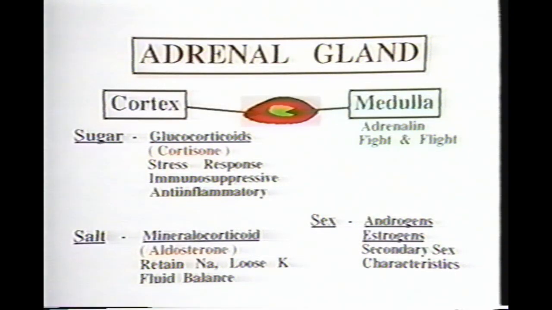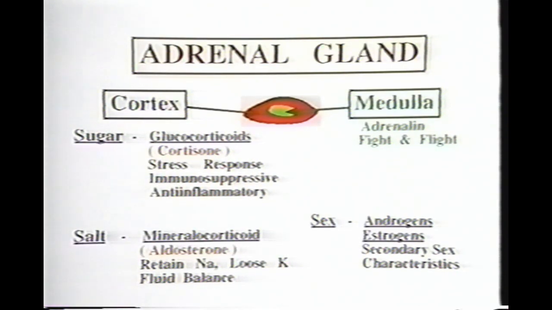Now let's move on and talk about the salt hormone. The salt hormone, sometimes called mineralocorticoids, if we want to be technical for it. The mineralocorticoid is aldosterone. Aldosterone says to the kidney, hold on to sodium and water and get rid of potassium. So it not only regulates fluid balance, but also sodium and potassium balance. And by doing that, it helps to regulate blood pressure.